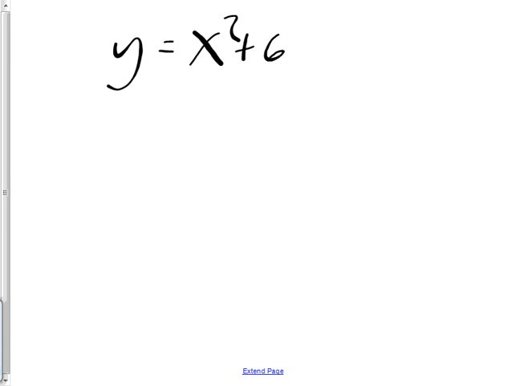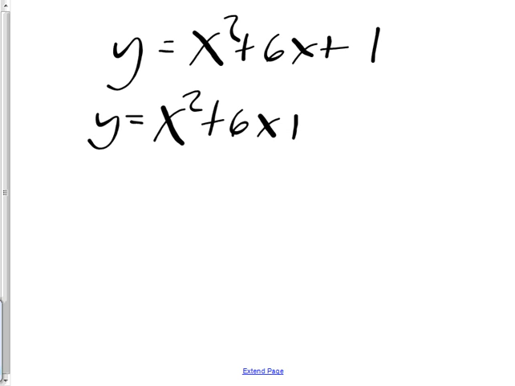X squared plus 6x plus 1, that's in general form, right? And I can't see the vertex easily, can I? Let me show you how easy it is to do this. I'm going to jump right to the good stuff. Here's an example of one. X squared plus 6x plus 9 plus 1.